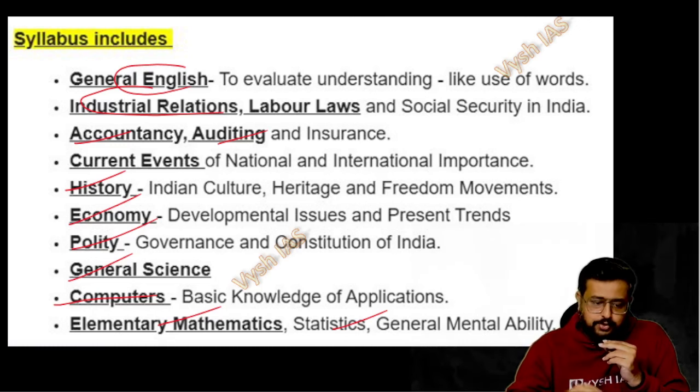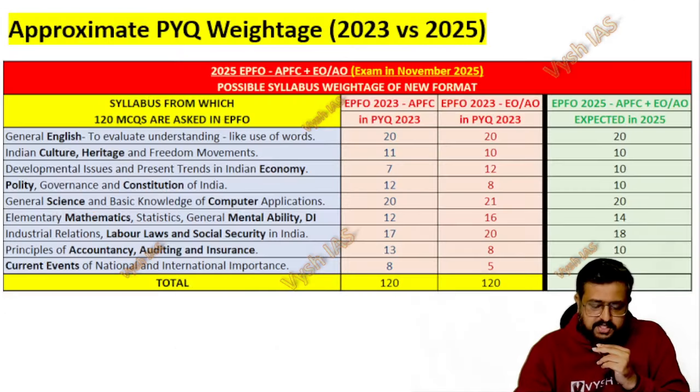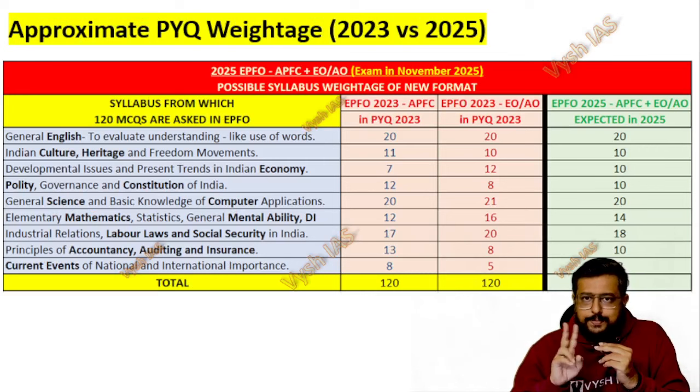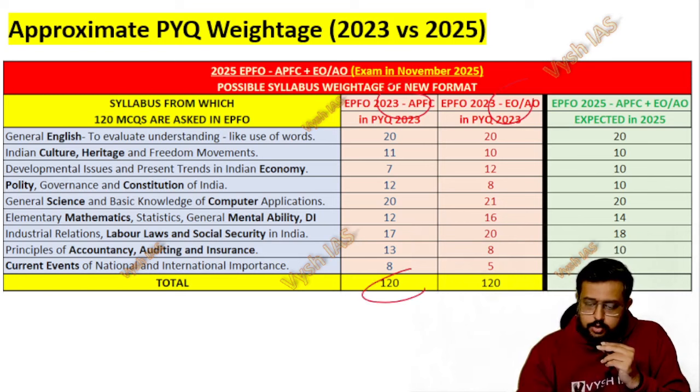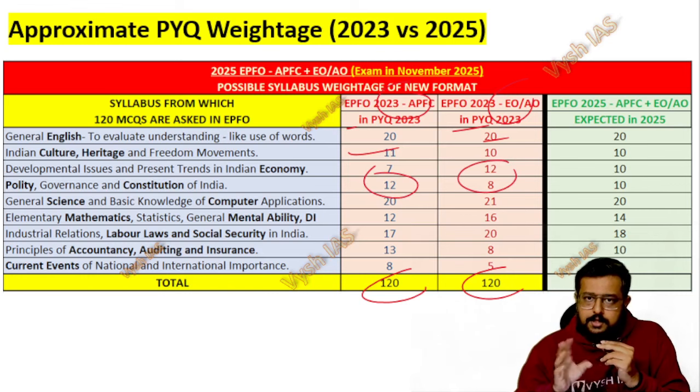I will also explain this weightage to you because you may be new to this preparation, so you don't know how the questions come. In 2023, two separate exams were there for two different posts: one for APFC and one for the accounting officer, AO, EO. So 120 questions in total, and the weightage differs, though it's almost the same. English had about 20 questions in both papers. History had around 10 to 11 questions. Polity and economy combined had close to 20 questions in both exams.